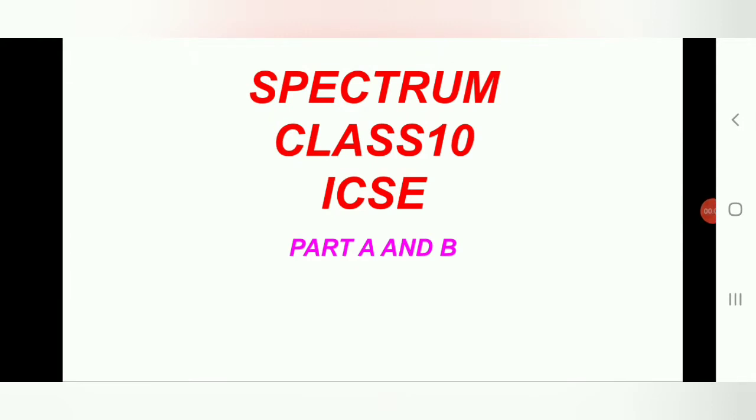So today our new topic is spectrum. So let's get started with it. Basically, what is a spectrum? Spectrum is a band of 7 colors.